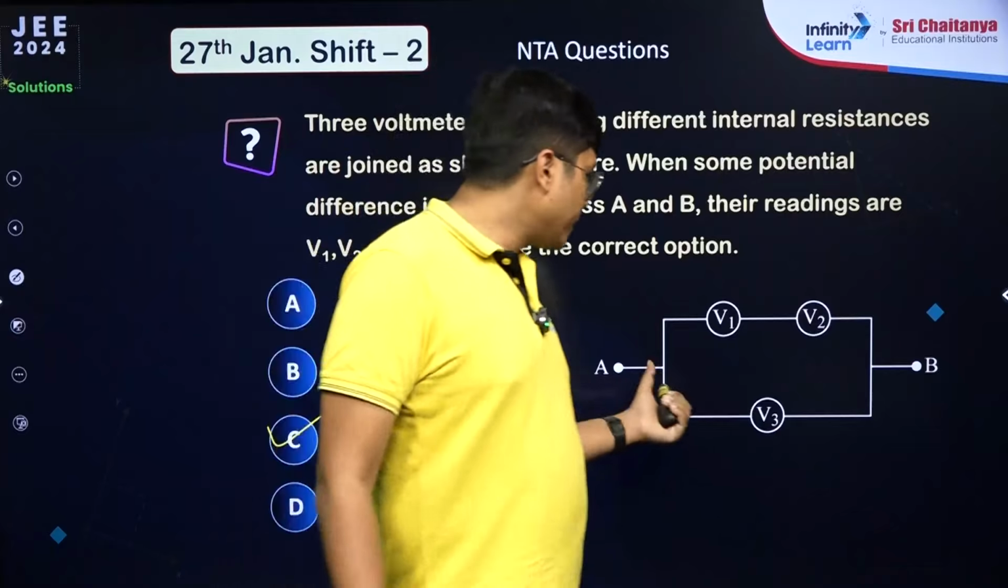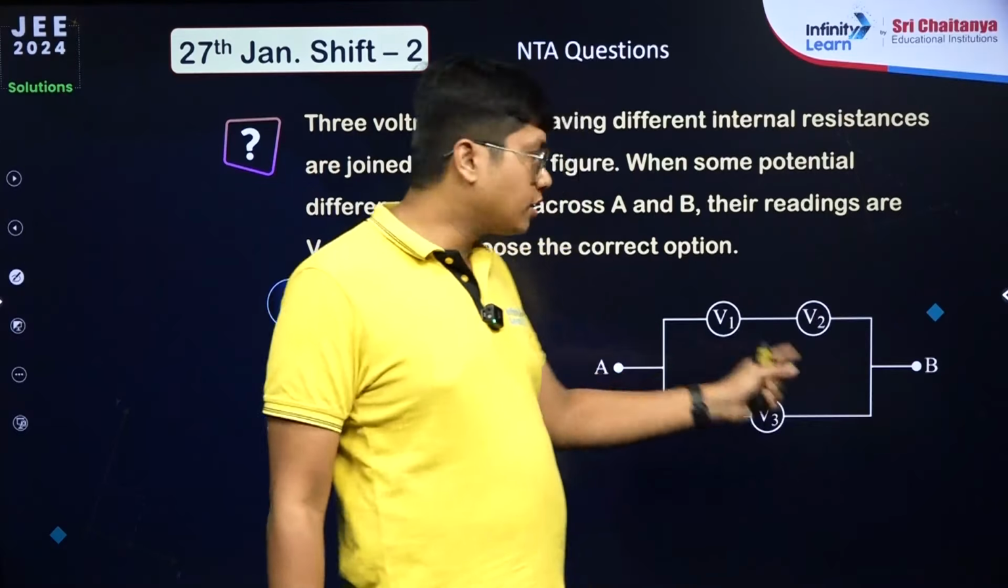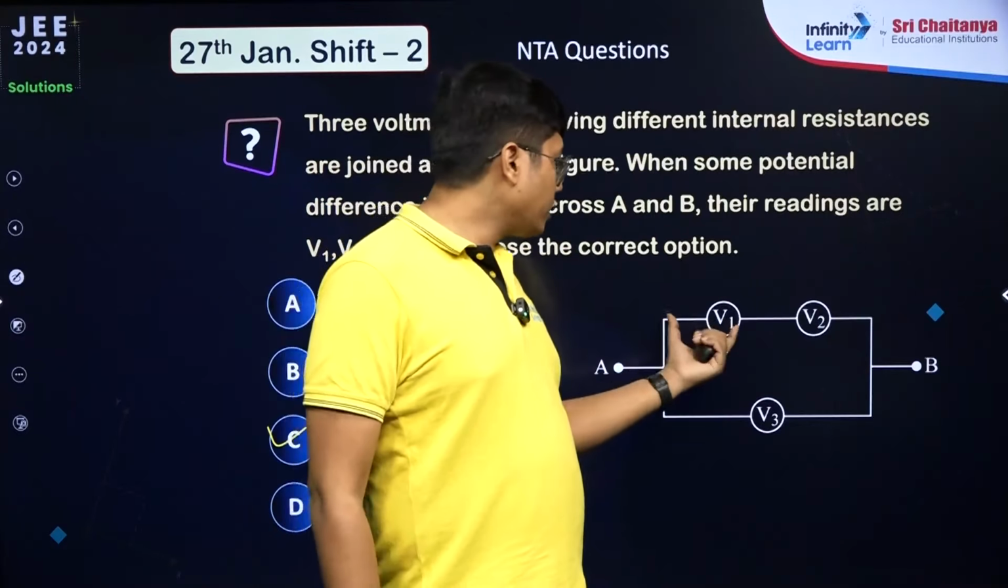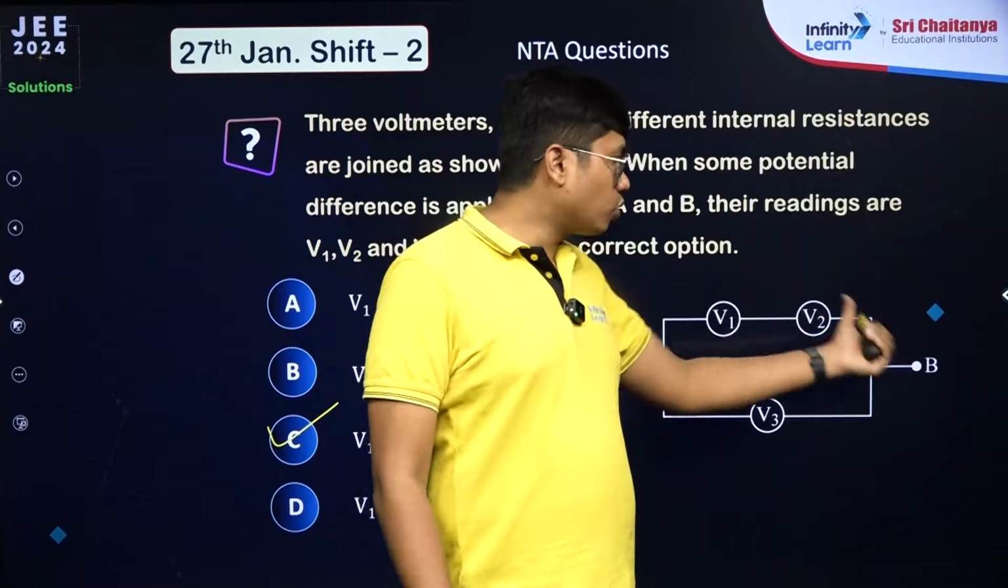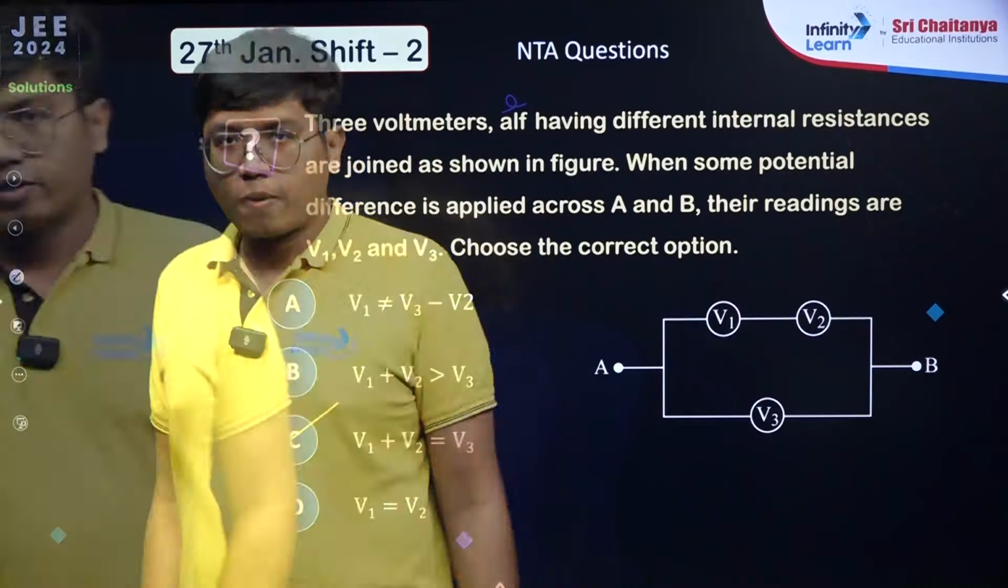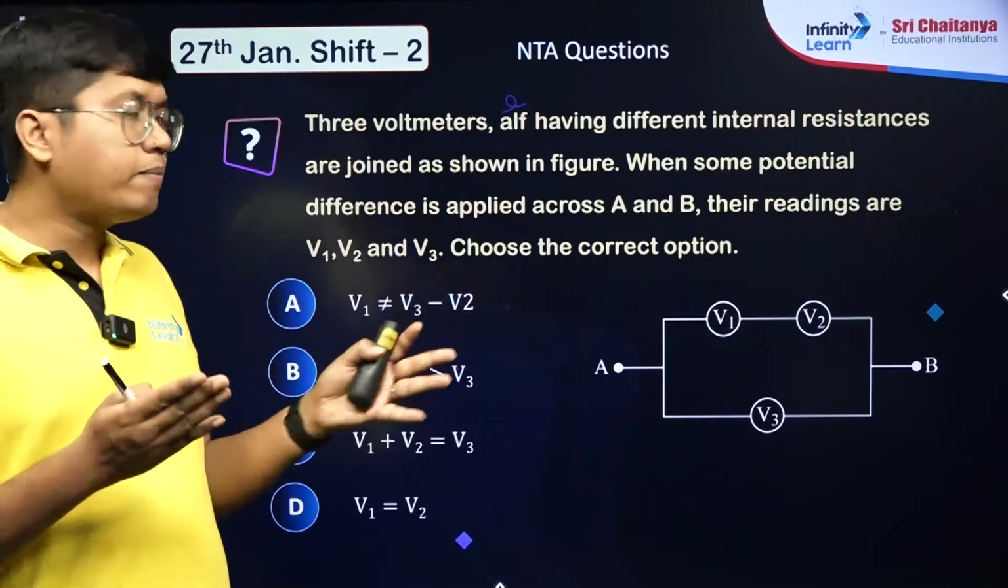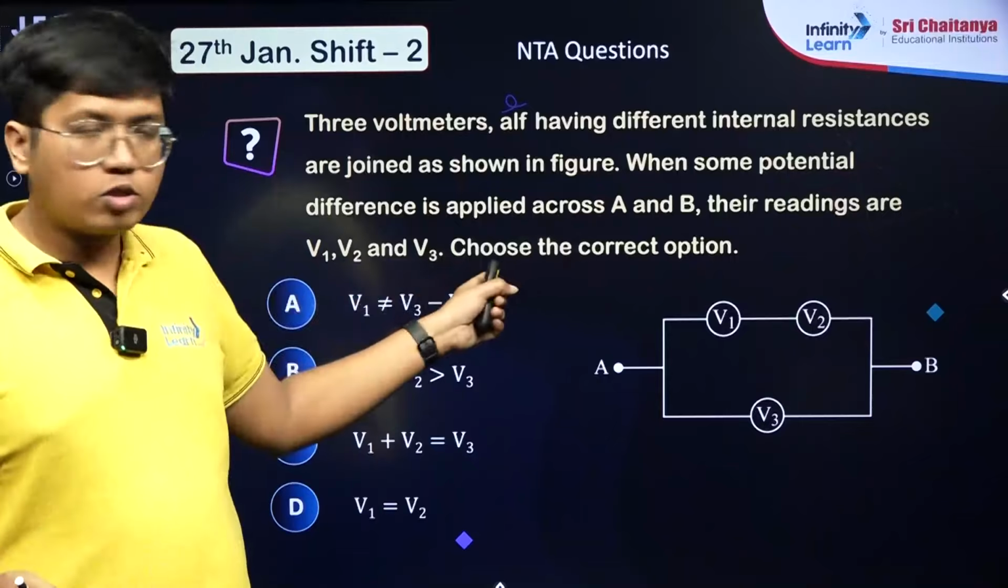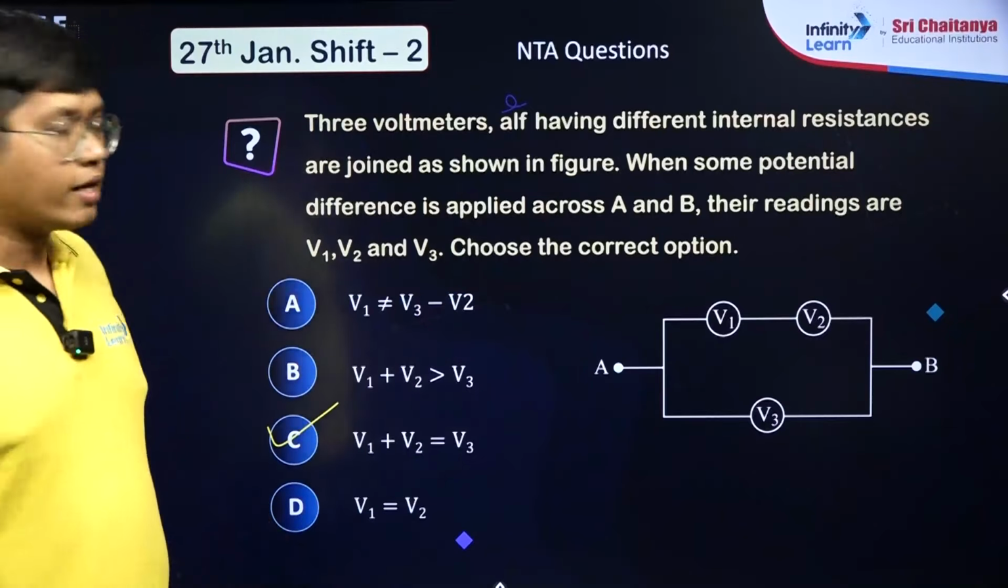Because V3 is measuring the potential drop across these 2 points. V1 and V2 are measuring the potential drop across these points, these points. So total potential drop is V1 plus V2. So that is why V1 plus V2 is measuring the same thing about the potentials of A and B. So they are equal.